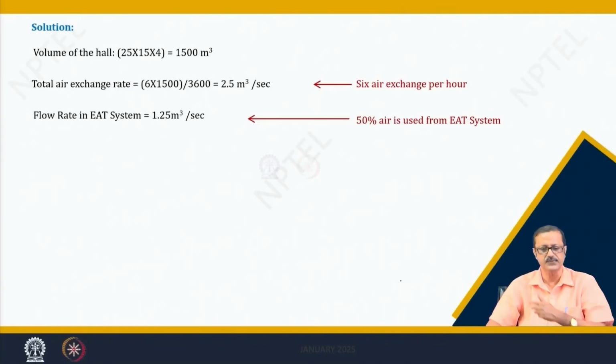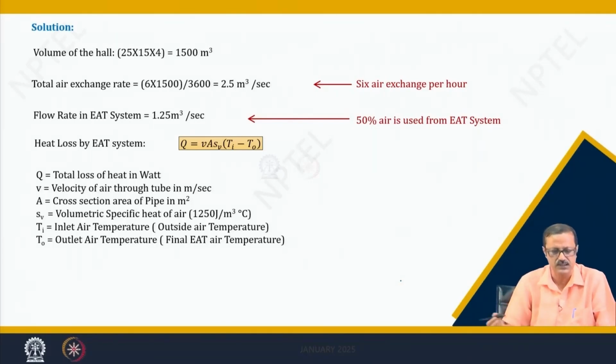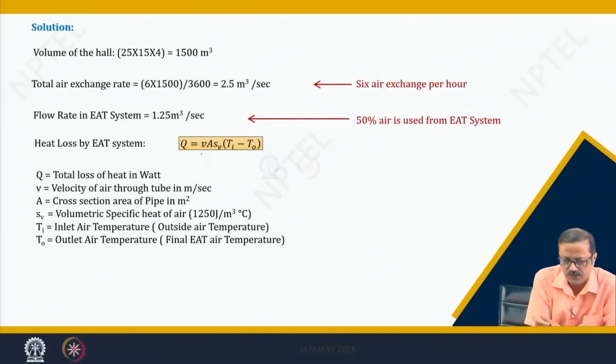So, this is the flow. So, now we know how to find out that one by the 6 air exchange, and the flow rate is also 1.25 meter cube, which is through the EAT because half of the air is from the EAT. By virtue of this heat loss equation, the first term is V into A, which is your velocity in meter per second into the area of the pipe in meter square. So, finally, it is giving you meter cube per second, which is your flow rate.